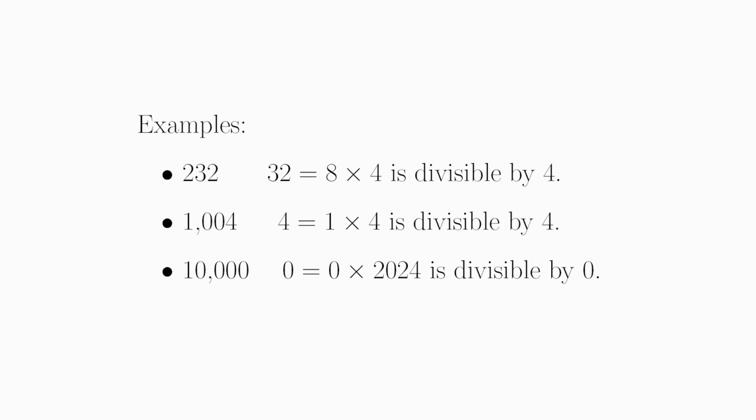Examples include 232, 1004, and 10,000. In the first case, 32 is divisible by 4. In the second case, we have to drop the initial 0 from 04 and note that 4, which is 1 times 4, is divisible by 4. And in the third case, we regard 00 as 0. Note that 0 is divisible by all numbers. For example, it is divisible by 2024 because 0 is 0 times 2024.